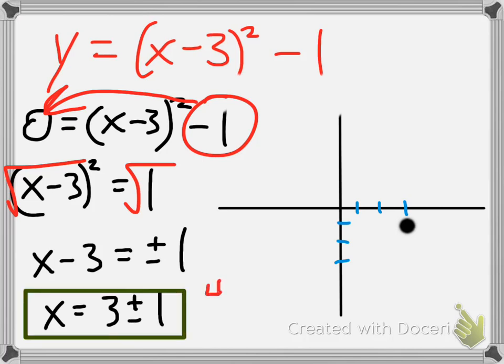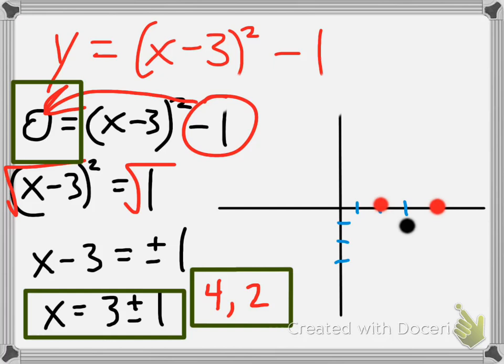And then add them up. 3 plus 1 is 4. 3 minus 1 is 2. So those are our other points. X can be 4 or x can be 2 when y is 0. Remember that? We took the y and replaced it with a 0 right there. So what we're saying is when y is 0, x can be 4 or 2. And all you got to do is draw in your parabola. That's it.